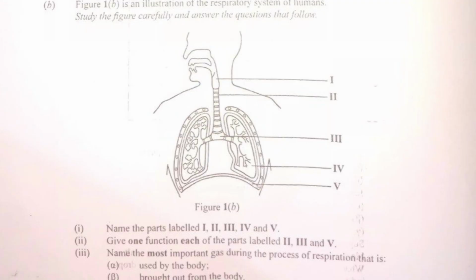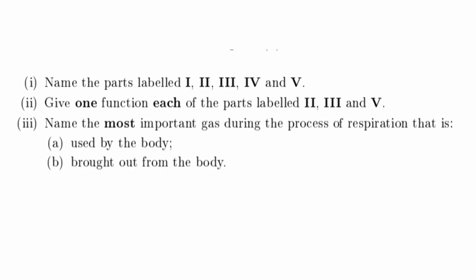So let's look at B. Figure 1B is an illustration of the respiratory system of humans. Study the figure carefully and answer the following questions. So this is the figure. Name the body parts I to V. Give one function each of the body parts II and IV. Name the most important gas used by the body during respiration and the gas that is brought out from the body.